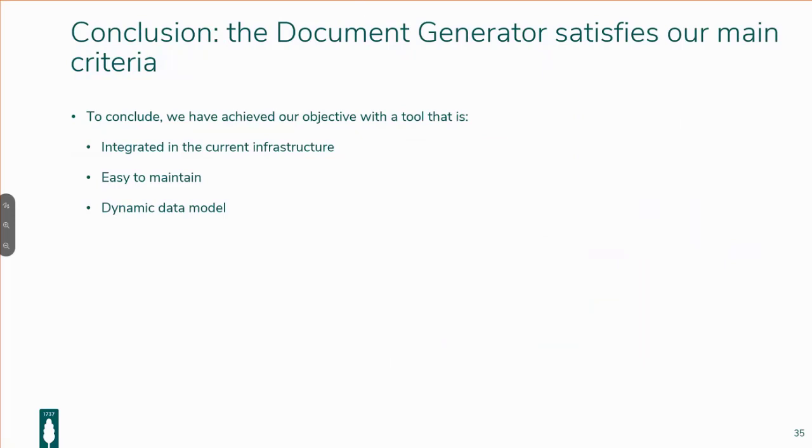So to conclude, our document generator satisfies our main criteria, and we have achieved our objective with a tool that is right now integrated in the current infrastructure. It's very easy to maintain. As said in the previous slides, we have two classes in which the main processing happens, being the document filler and the creator. And it has a very dynamic data model underneath the hood.